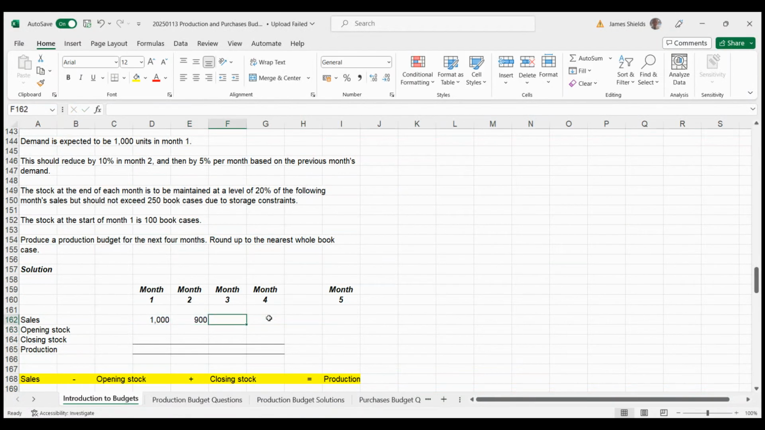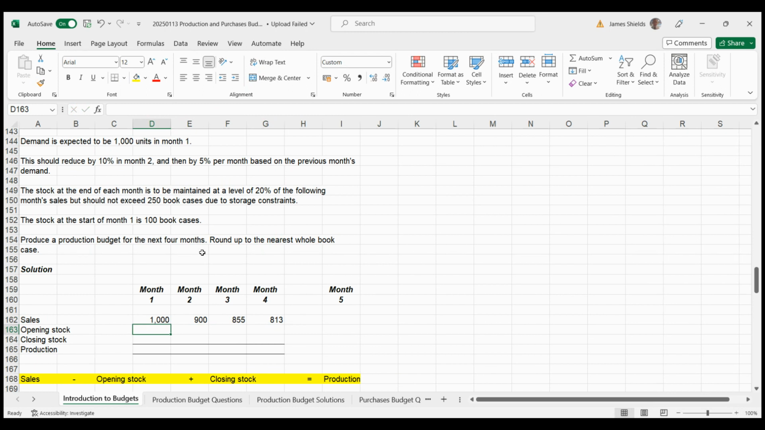We get 900. Then by 5% in month 3. So that's going to be that times 0.95. Then in month 4, again, it's going to reduce by 5%, so it's going to be 95% of that. And it says round to the nearest bookcase, so it's going to be 813.